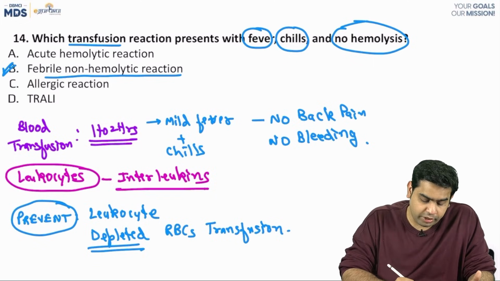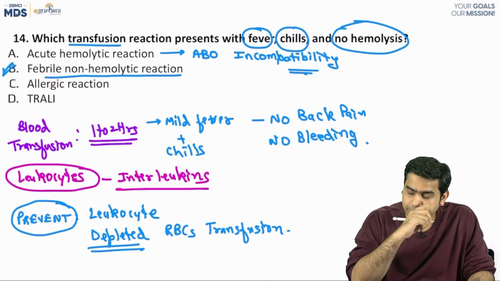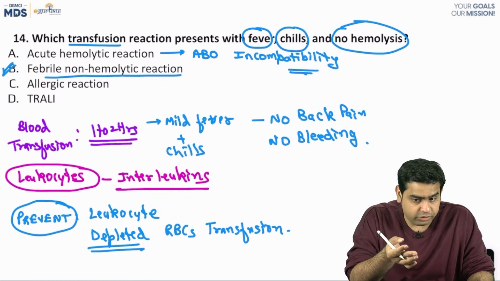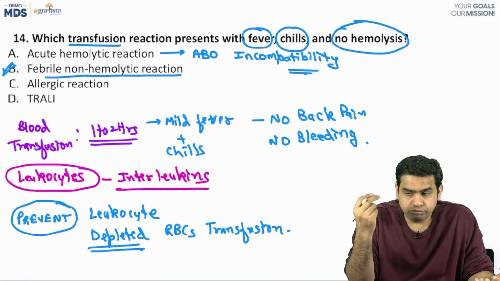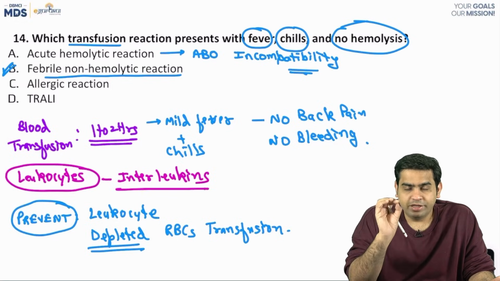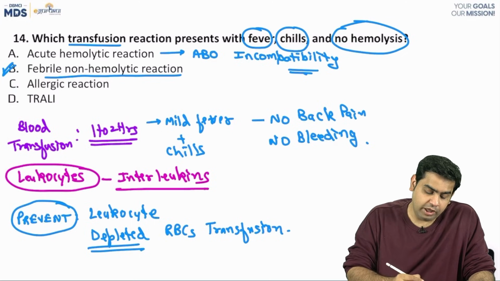Okay, acute hemolytic reaction, that is what is going to happen because of the ABO incompatibility. It means that the blood transfusion was kind of mismatched. Like you had to transfuse A blood group, but for some reason you transfuse B blood group or AB blood group or something like that. So there was a mistake, a human error that led to the hemolytic transfusion reaction.